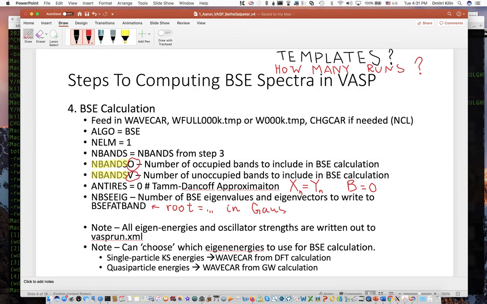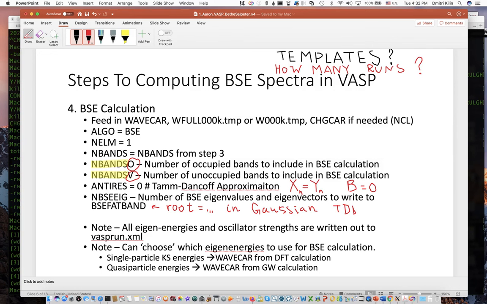Is it related to the root parameter in Gaussian? I guess I'm not familiar. Okay.